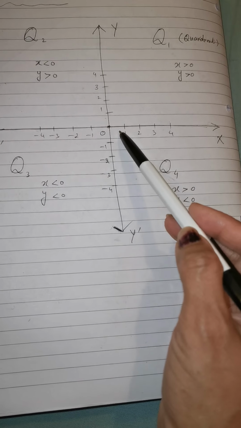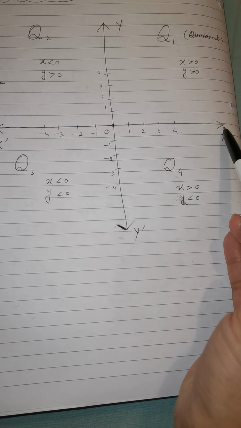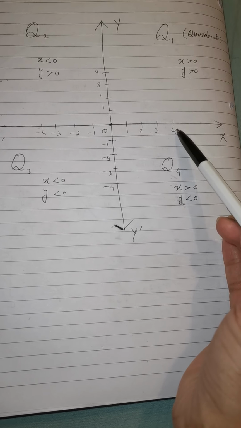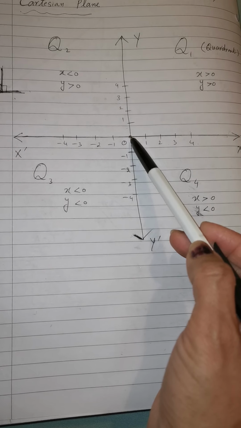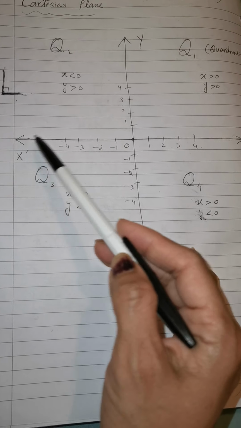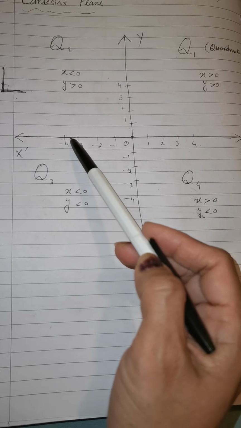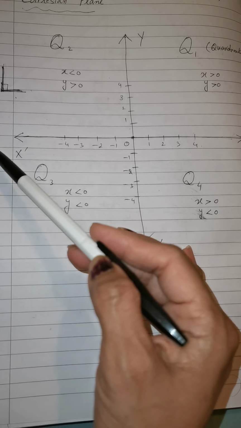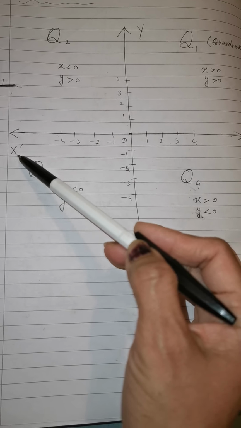We will mention the numbers positive 1, positive 2, positive 4 on the right hand side of 0. So this is the positive x-axis, and on the left hand side of 0 we will represent negative numbers, and this line goes on, I have shown the arrowhead, which shows that these numbers go up till minus infinity, right? This is called the negative x-axis or x dash.